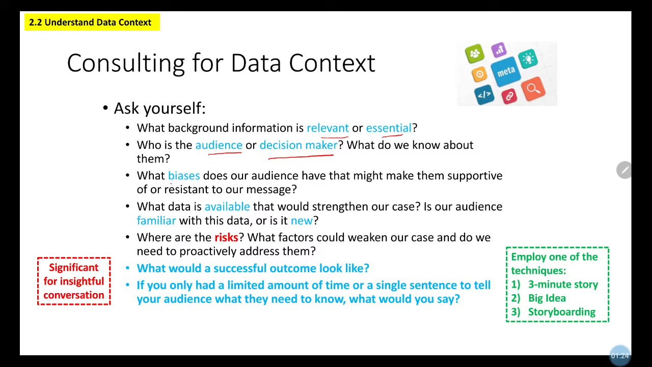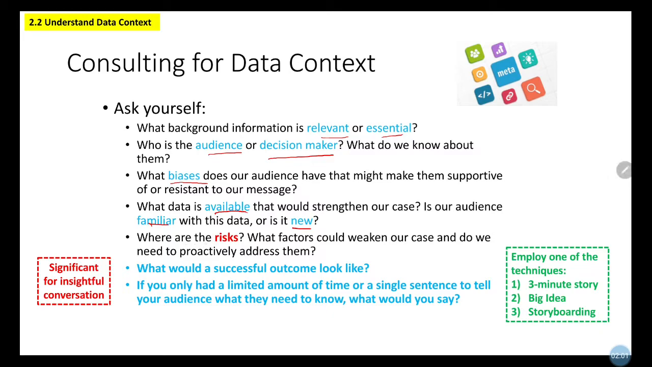And then third, what biases does our audience have that might make them supportive or resistant to our message? Do they have any biases or resistance to our message? We have to know that because it will help us cater the right information. And what data is available that would strengthen our case? Is our audience familiar with this data or is it new? So you also have to justify that.